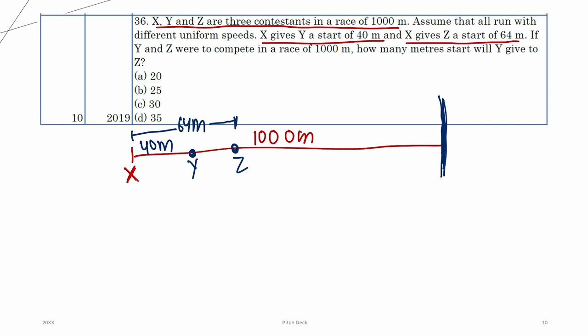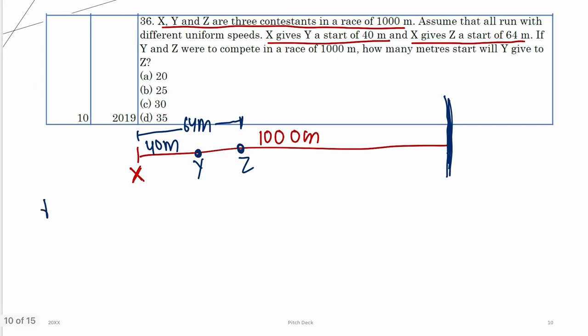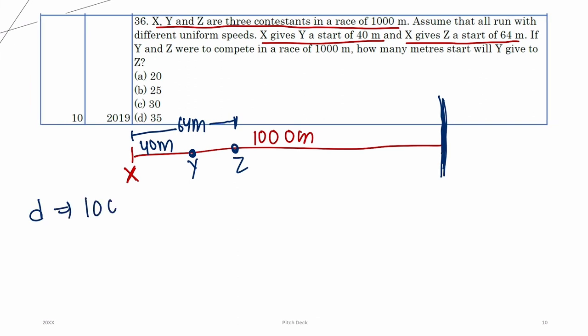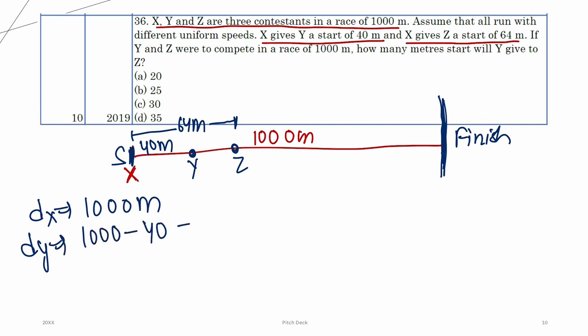So, X and Y. Distance covered by X in this race is 1000 meters, obviously, because he is standing at the starting point, and this is the finishing point. How much distance does Y have to cover? Distance covered by X is 1000 meters. Distance covered by Y is 1000 minus 40, that is 960 meters. So Y will be covering less distance for him and X to reach at the same time.